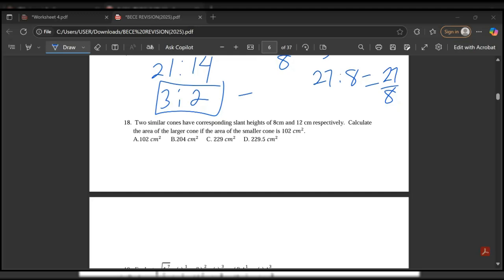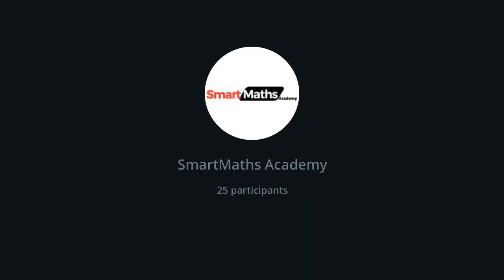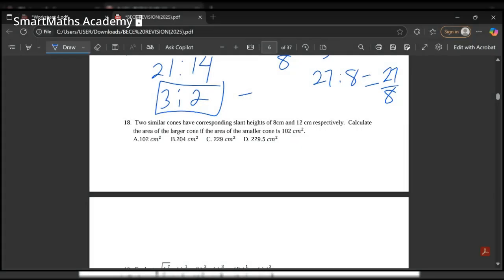So we move to question 18. Question 18: we have two similar cones with corresponding slant heights of 8 centimeters and 12 centimeters respectively. Calculate the area of the larger cone if the area of the smaller cone is 102 centimeters squared. Now, you can see they are talking about areas and linear. The linear here is 8 and 12. So that should be the first thing we're going to do.